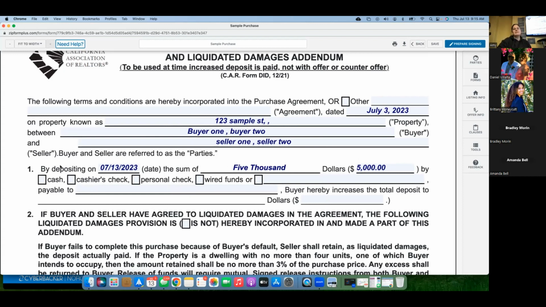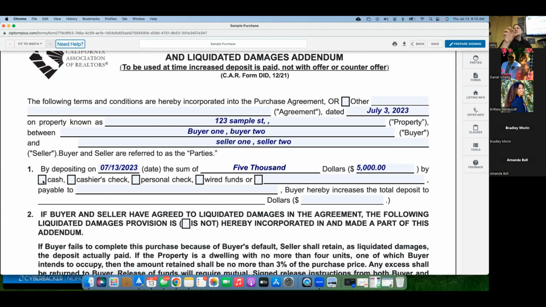So by depositing on 7/13/2023, the sum of $5,000, and then you're going to check how they are depositing this money. How was it sent over? Was it wired, personal check, cashier's check? It's probably never going to be cash because title and escrow don't take cash. You can do personal checks still for your deposit, not for your closing costs.